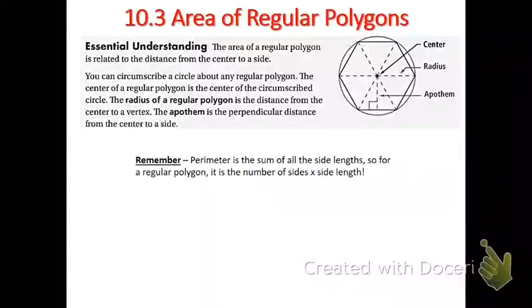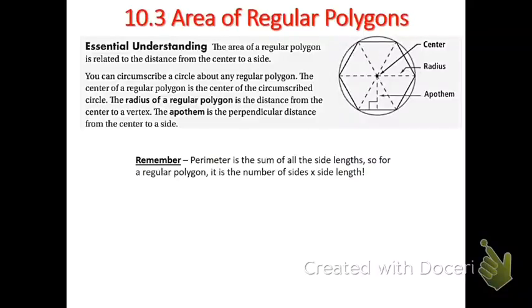10.3, area of regular polygons. The area of a regular polygon is related to the distance from the center to a side. You can circumscribe a circle about any regular polygon. The center of a regular polygon is the center of the inscribed circle. The radius of a regular polygon is the distance from the center to a vertex. The apothem is the perpendicular distance from the center to the side.